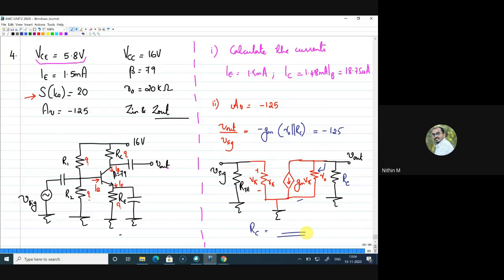So to find RC, you should have first calculated GM. GM is IC by VT, which is 1.48 milli divided by 26 milli, which is close to 56.9 milliamps per volt. That is GM. So what is the value of RC?